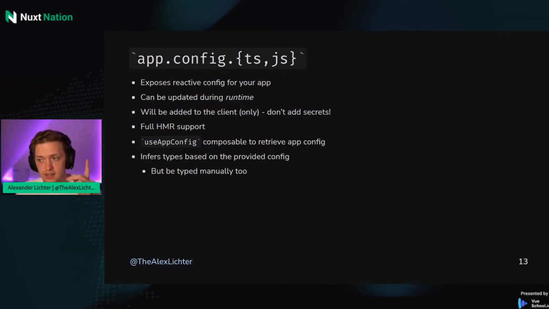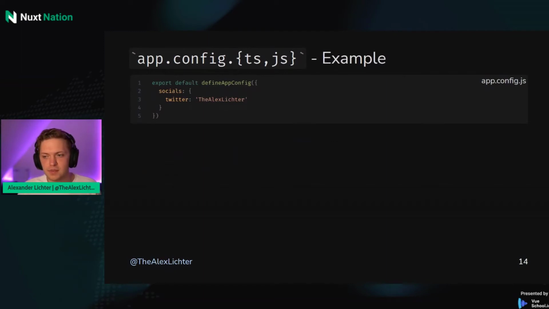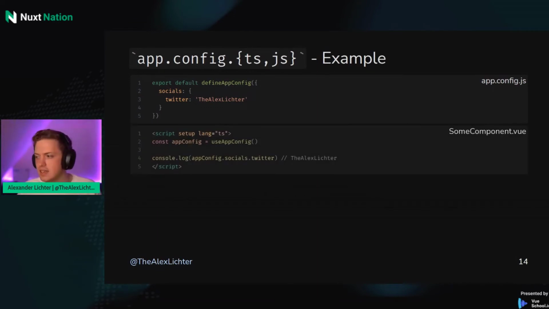Also, app config can also be MJS, so it's not only TS. This is just a little shortcoming here, so it can be TS, JS, MJS. Anyway, a very simple example is here. Let's say we define some socials, my Twitter handle, and then in a component we can get the app config. Obviously, the composable is auto-imported thanks to Nuxt, and then we, for example, log it out, and it's easy as that.